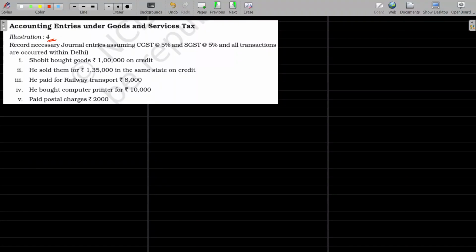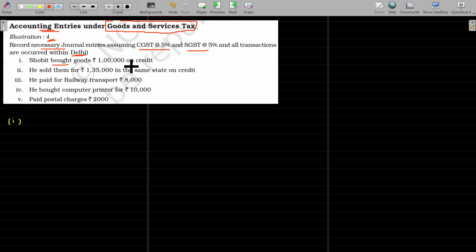In illustration number 4, we have to pass the accounting entries after incorporating goods and services tax. Record necessary journal entries assuming CGST 5% and SGST 5% and all transactions occurred within Delhi. Right. Number 1.